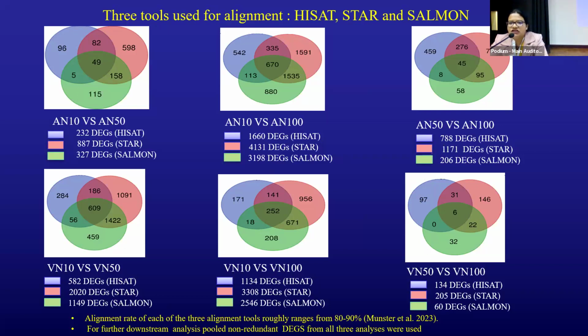After alignment, we got a different number of DEGs from all three tools, as given in the pictures. For further analysis, we did a Venn selection. We found the common DEGs among all the tools, and we included the common plus exclusive DEGs, that is the total overall DEGs, for all the downstream analysis.